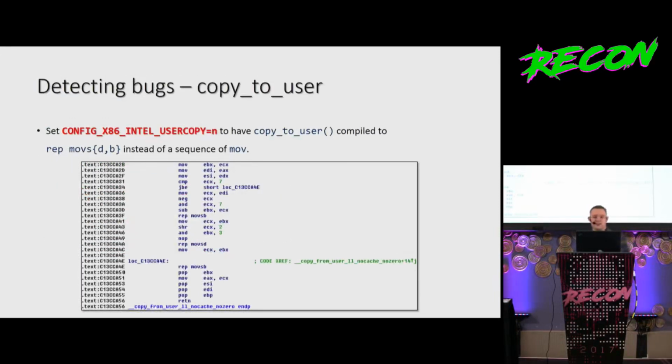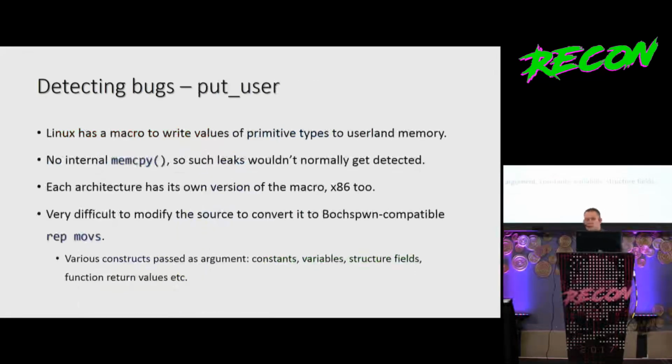Then we have to set another flag in order to make the copy_to_user function use the rep movsb and movsd instructions. It's also pretty simple. The bigger problem that we have is that in Linux there is a special function for actually copying basic types back to user mode, and it doesn't use memcpy, so normally we wouldn't be able to capture any of those reads and writes, and we're really interested in them as well.